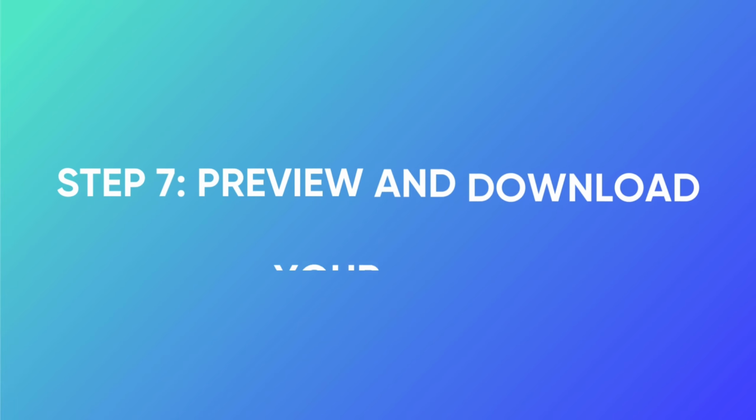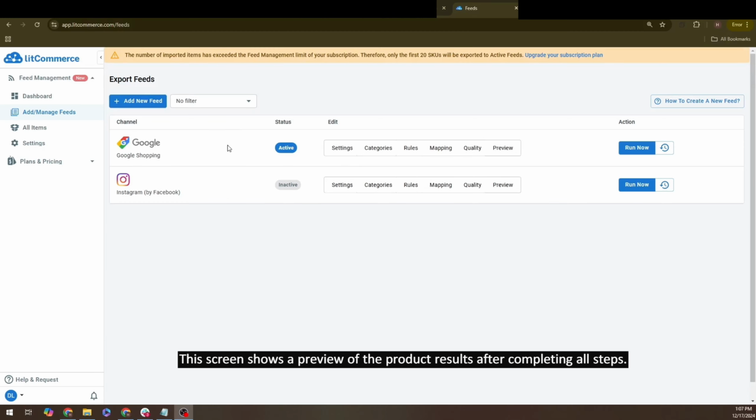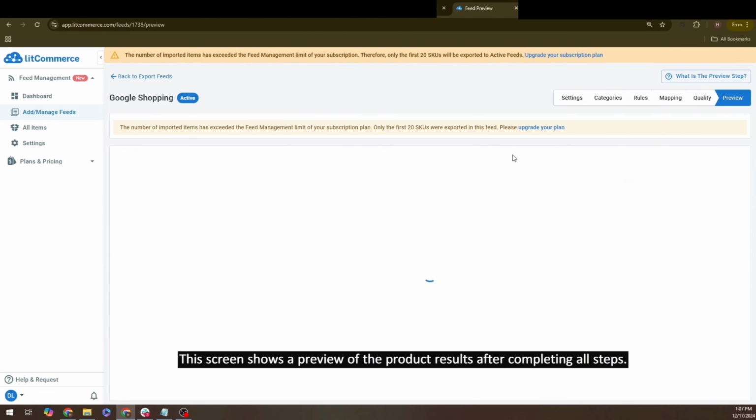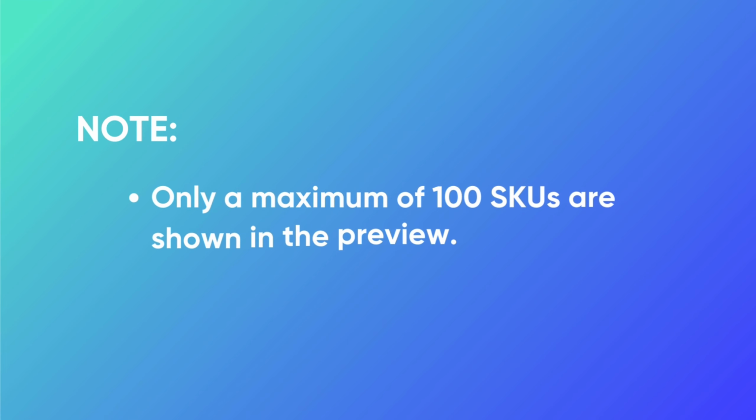In this step, you'll learn how to preview and download your product feed to start using it effectively. Let's get started. After completing all setup steps, you'll see a preview of your product feed. Please note that only a maximum of 100 SKUs are shown in the preview.